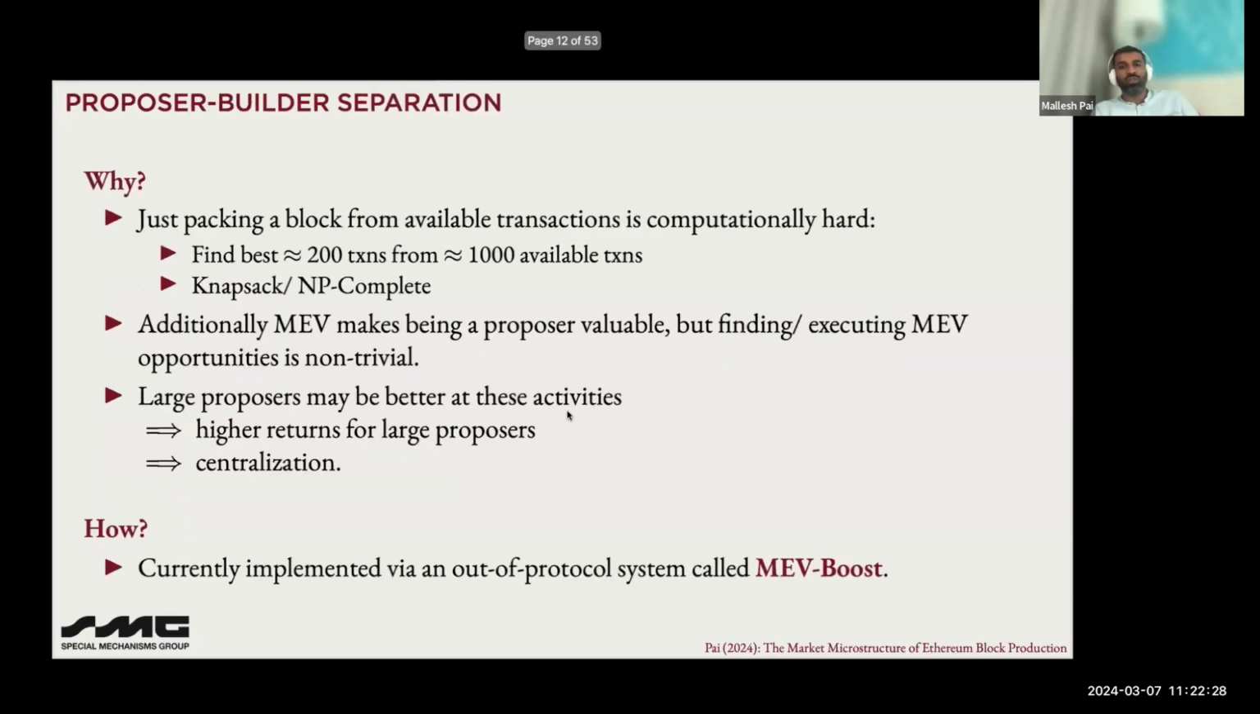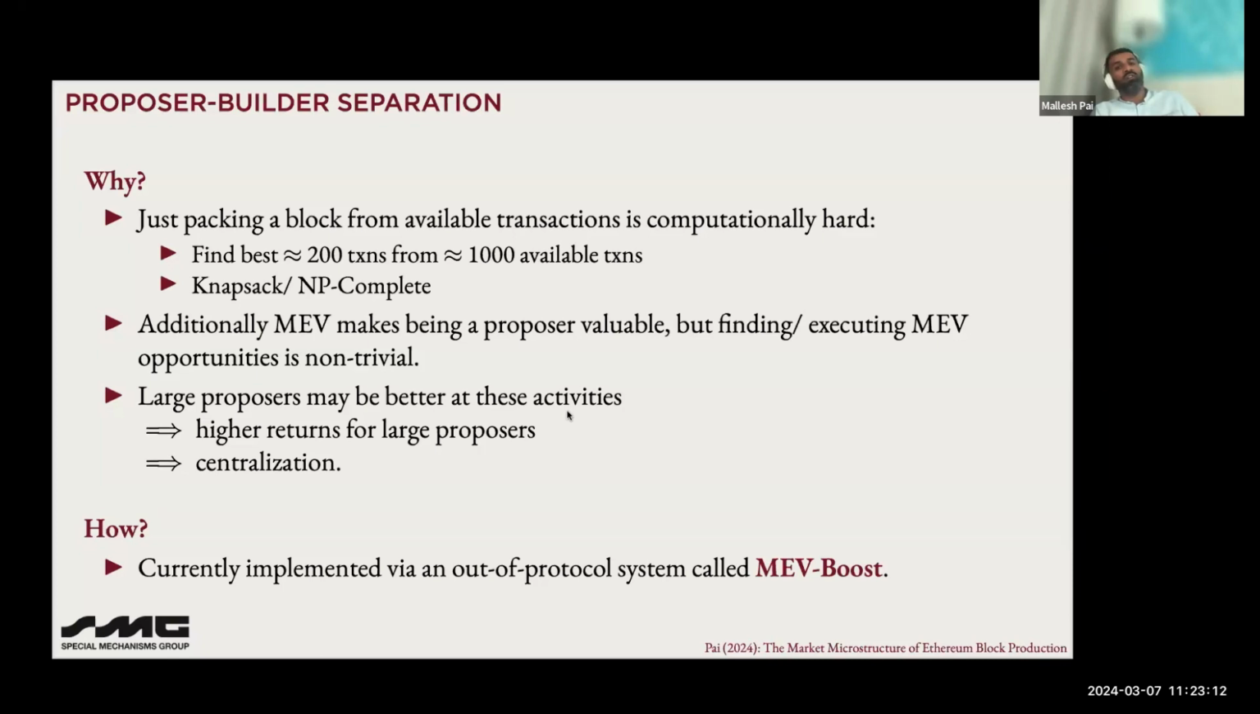Now, why would you do this? Firstly, this business of extracting value from a block is hard. Figuring out, from the set of available transactions, which set of transactions is the most profitable and feasible is a computationally hard problem. Formally, in the language of computer science, it's a knapsack problem, or NP-complete. But you can just think: there is space for roughly 200 transactions in a block, and there are maybe 1,000 available transactions. The combinatorics of running through that and solving it is mind-boggling.